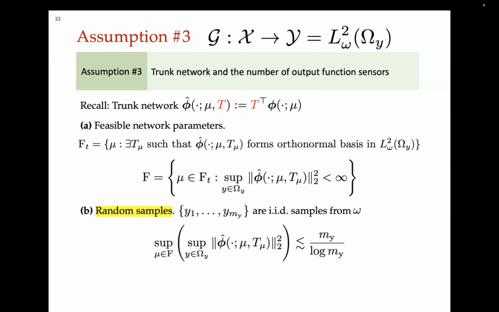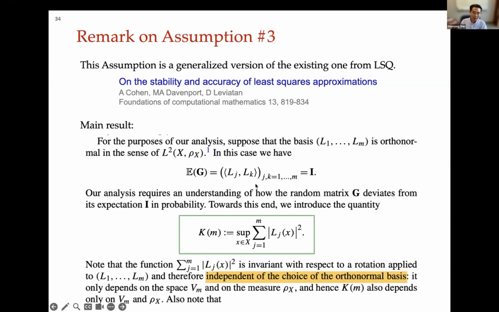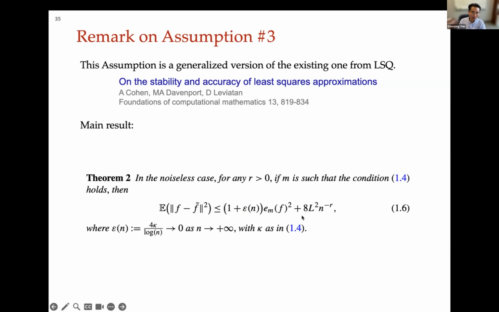How do you use this assumption here? Or B? How do you use B in assumption 3? Where would you use that? Okay, so this actually guarantees the uniform stability of this gram type matrix, so that it ensures we can have this type of analysis over a class of the trunk network parameters.